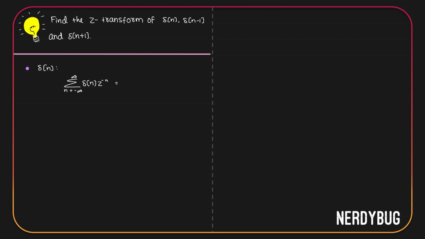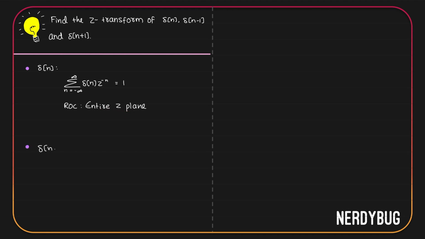So we can write the value of delta of n z raised to minus n at n equal to 0. At n equal to 0, delta of n is just 1. Z raised to minus n will become z raised to 0, or 1. So z transform of delta of n is 1 for every value of z. Or it is a finite value for every value of z. So we can say the ROC is the entire z-plane.